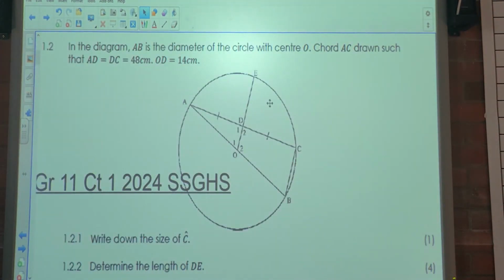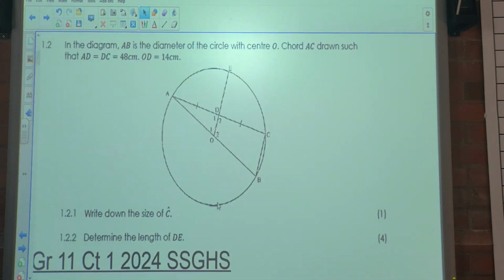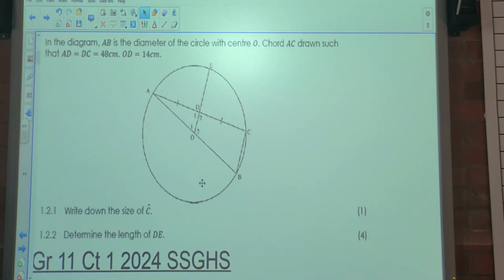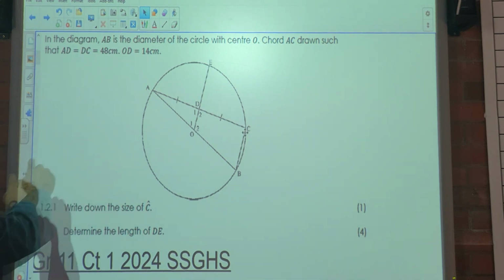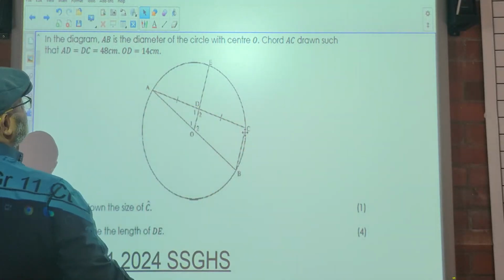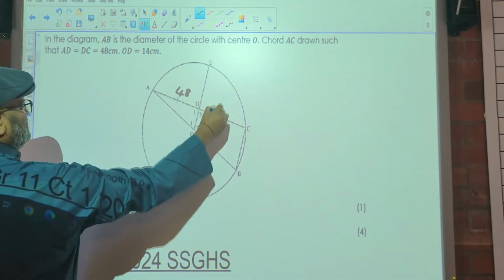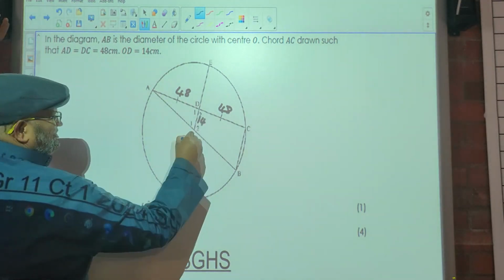In the diagram, so this is actually the application of that theorem that we just looked at. In the diagram, AB is the diameter. People, if AB is your diameter, what do we know? That angle C is 90 degrees. Then we are told that chord AC is drawn such that AD is equal to DC, which is equal to 48. So I'm just going to put 48 here and 48 here. OD is 14.